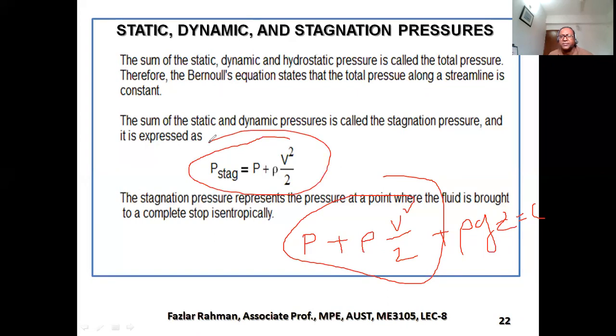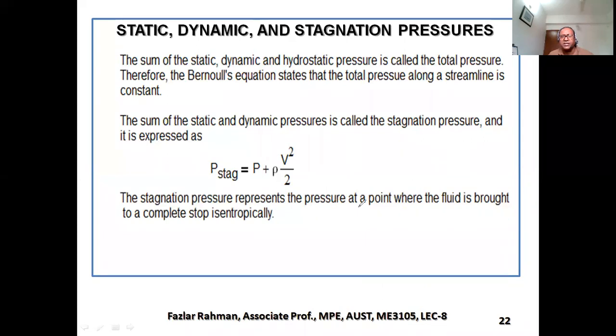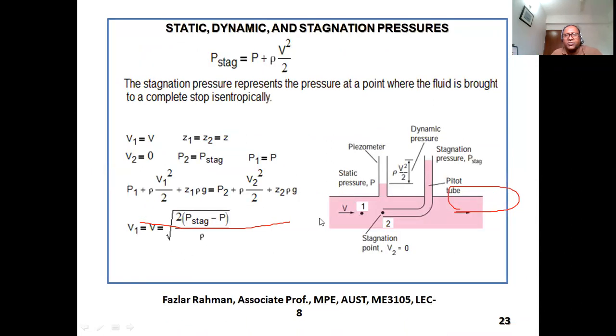This is shown over here. So it's saying stagnation pressure represents the pressure at a point where the fluid is brought to a complete stop, and isentropically. Isentropically means entropy is constant. No energy is getting out from the fluid, no energy is getting into the fluid. Okay, so this is the definition of stagnation pressure. Now, how we can measure the stagnation pressure, that we will discuss over here.